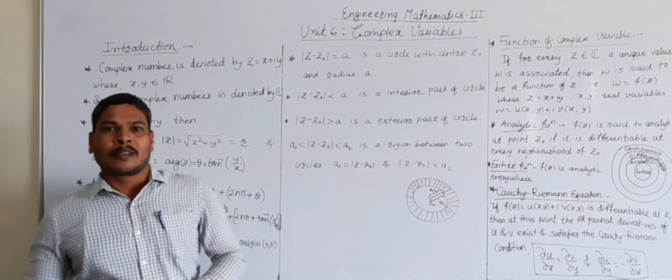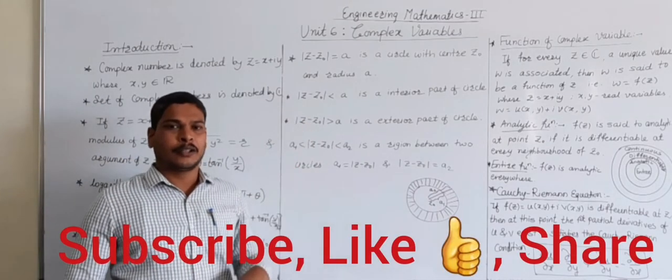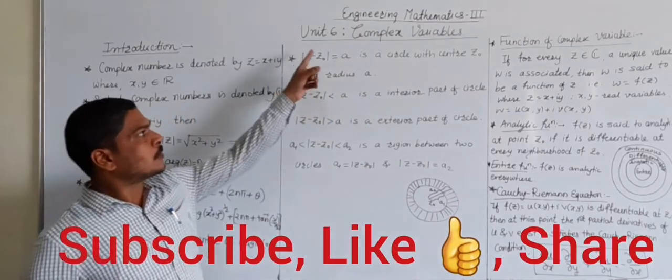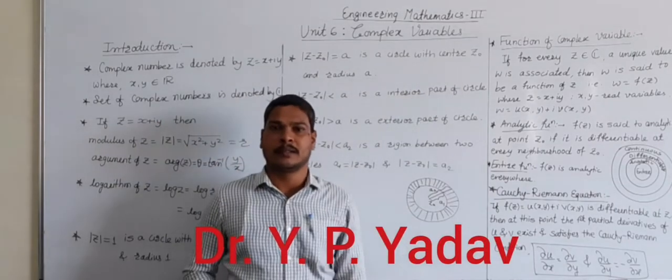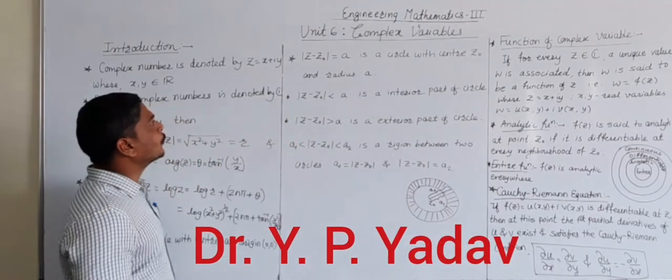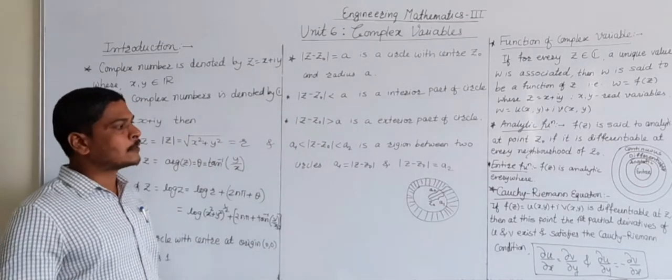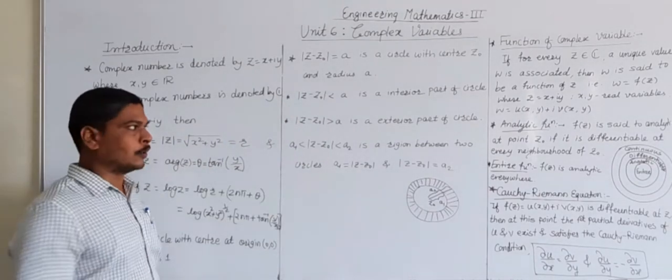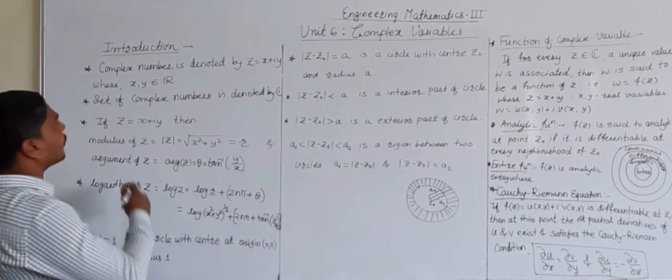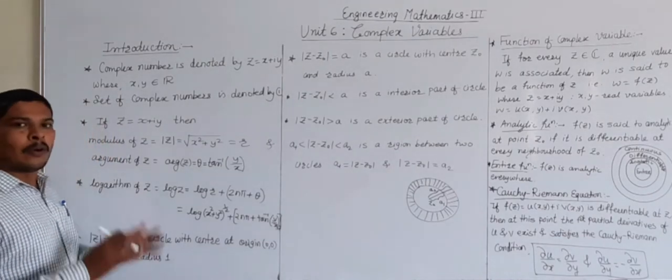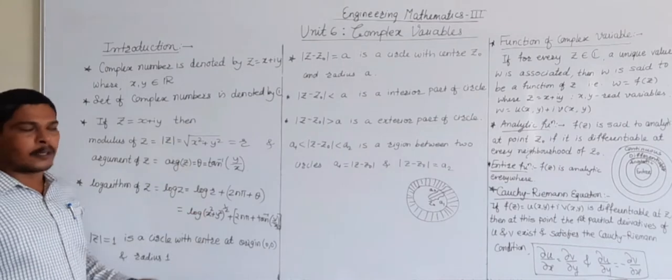So today we are starting our next unit number 6, which is complex variables. In this lecture we are discussing some basic concepts of complex variables and then the Cauchy-Riemann equation. Okay, so we all are familiar with complex numbers.